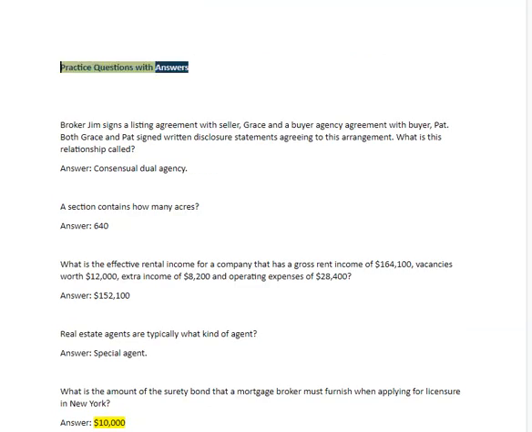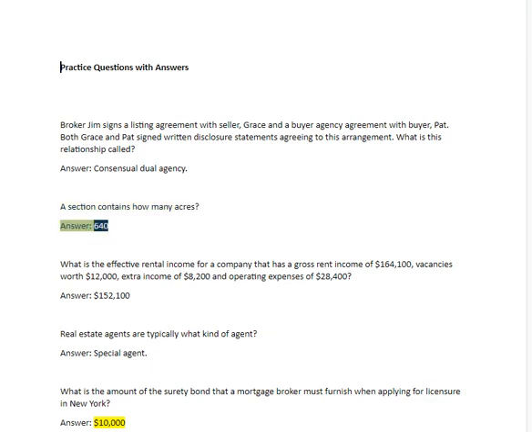Practice questions with answers. Broker Jim signs a listing agreement with seller, Grace, and a buyer agency agreement with buyer, Pat. Both Grace and Pat signed written disclosure statements agreeing to this arrangement. What is this relationship called? Answer: consensual dual agency. A section contains how many acres?